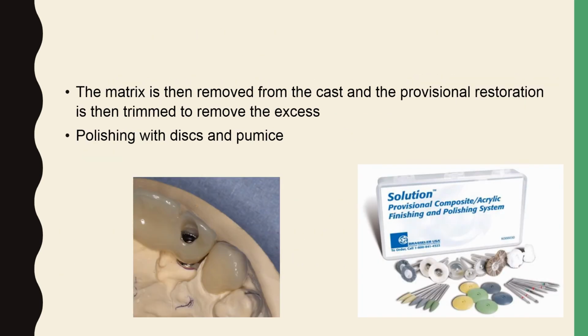After the material is completely set, the matrix is removed from the cast and the provisional restoration is then trimmed to remove the excess and finally polished with discs and pumice.